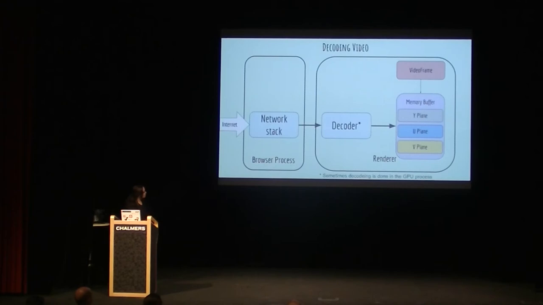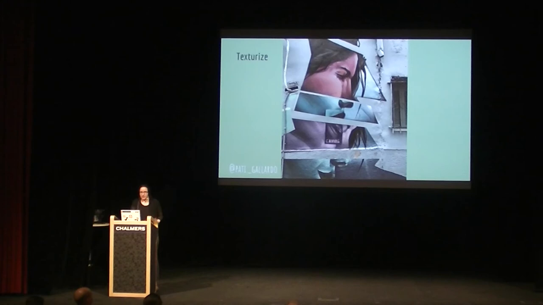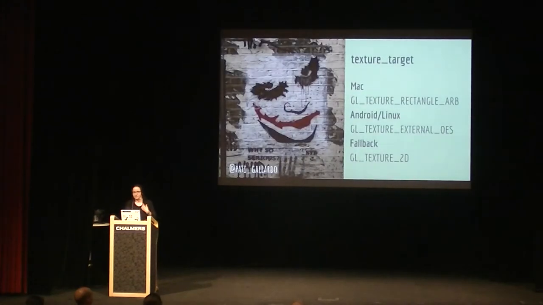So you have a Y plane, a U plane, and a V plane, and it's in this memory buffer, which could be in the memory of the renderer, or it could be in shared memory, wherever. But from the point of view of the renderer, it assumes it's in the regular memory. So now we need to texturize this, push it to the GPU somehow. Now we're inside of the render process, we have no contact with the GPU. So how is this done?